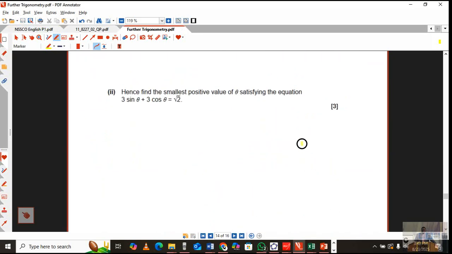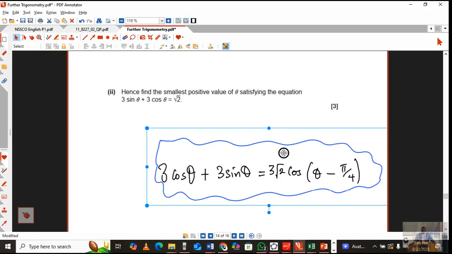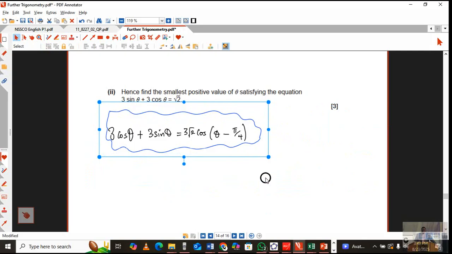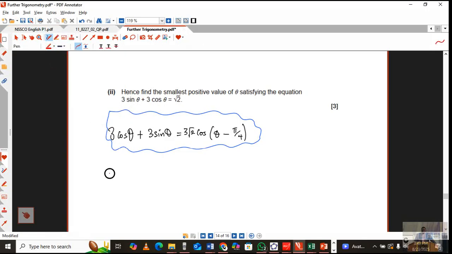Now, the second part says we must now find the solution. So let us just bring the equation back. Basically, this 3 sine theta plus 3 cos theta, doesn't matter how it's written, it should equal to that. So I'm just going to take the right-hand side, because since they're identical, I can use the right-hand side. So I'll be saying 3 root 2 cos of theta minus pi over 4, and that equals the root 2, of course.